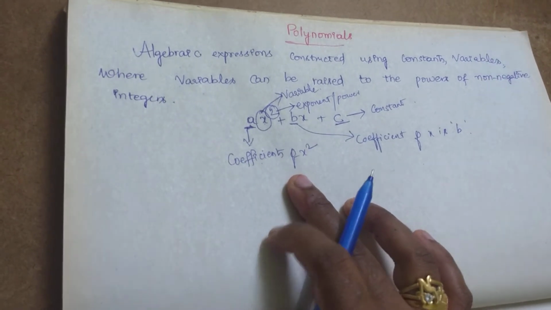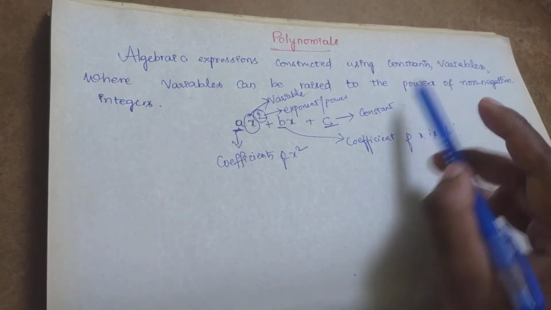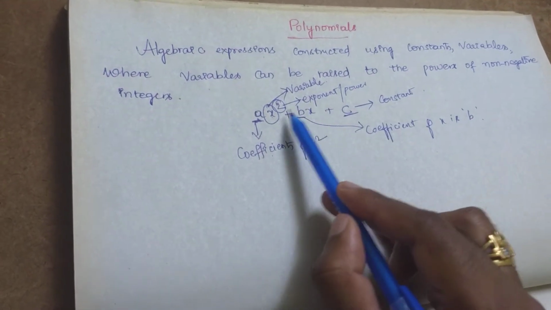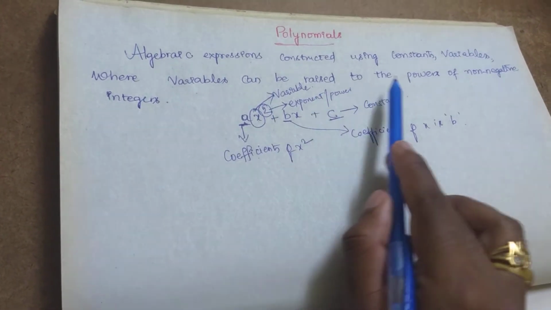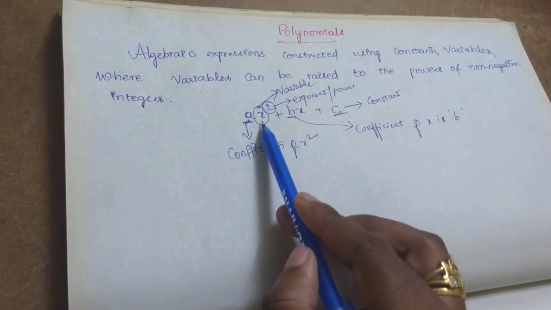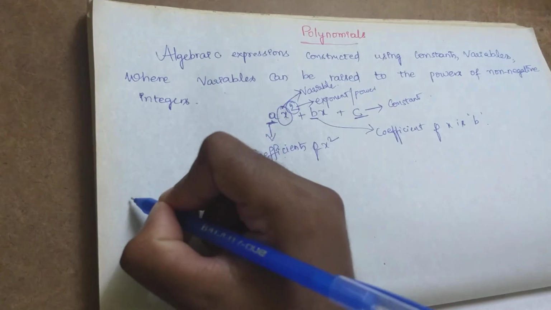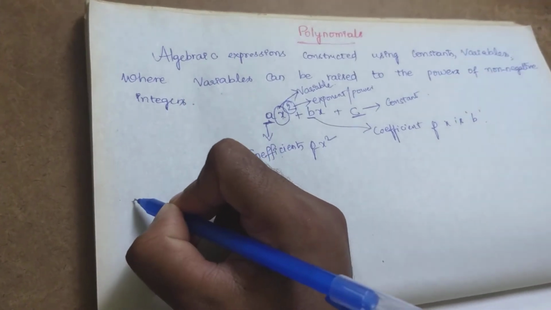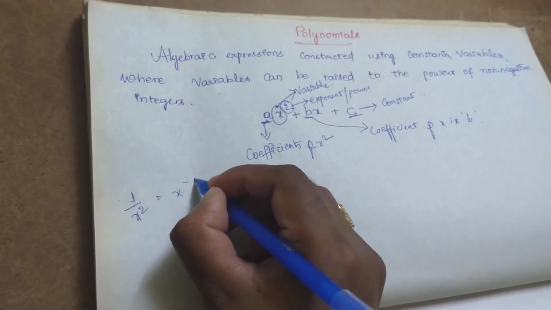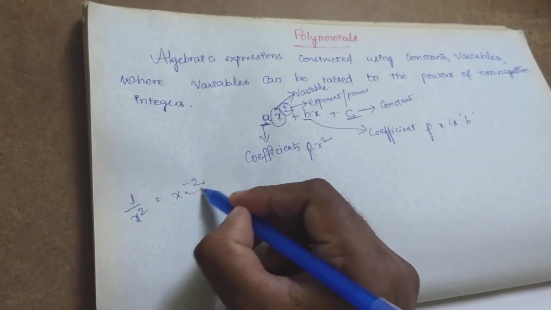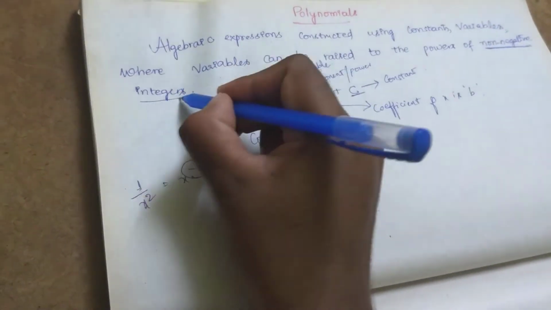Let me explain it again. Algebraic expressions constructed using constants, variables. This x is called the variable, where variables can be raised to the power of non-negative integers. So here let us consider 1 by x square. What is this 1 by x square? It can be written as x power minus 2. Here the power should only be in the form of what? In the form of non-negative integers.